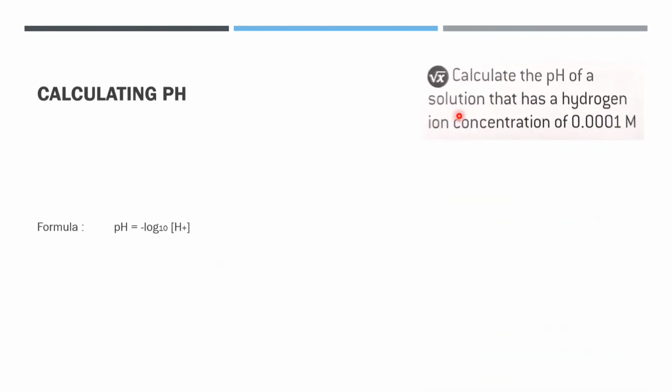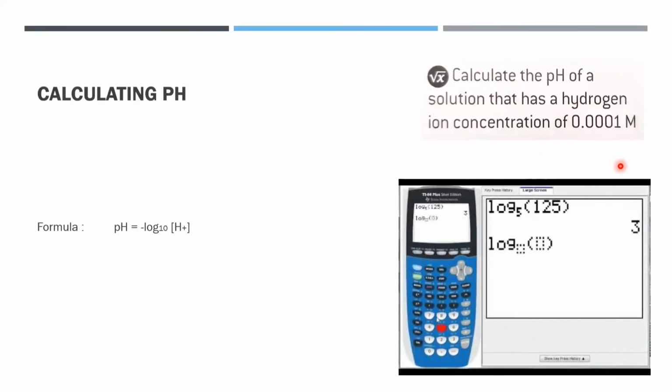So, for example, calculate the pH of a solution that has a hydrogen ion concentration of this number here. It's very simple. You go onto your calculator and you get the log formula and you type in minus log 10 and your concentration of H+ ions, which gets you to a pH of 4. So our solution has a pH of 4.